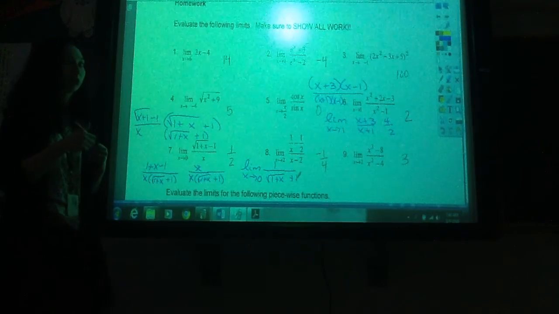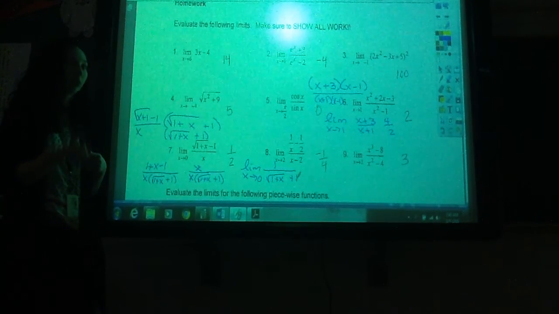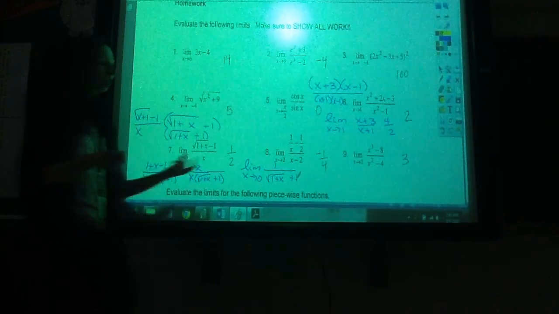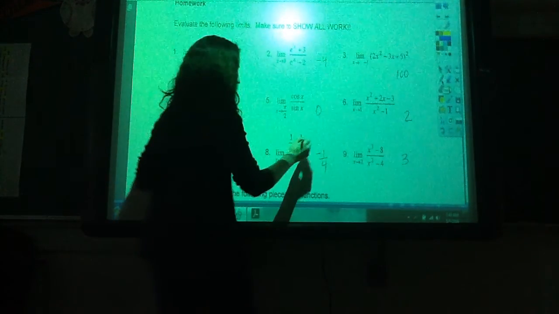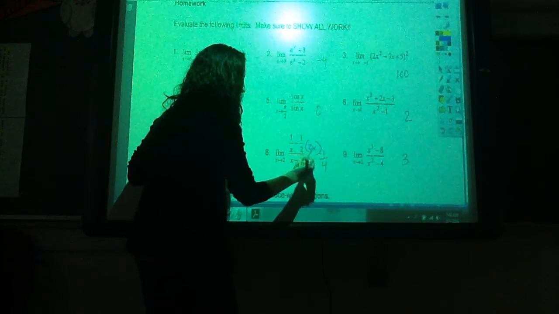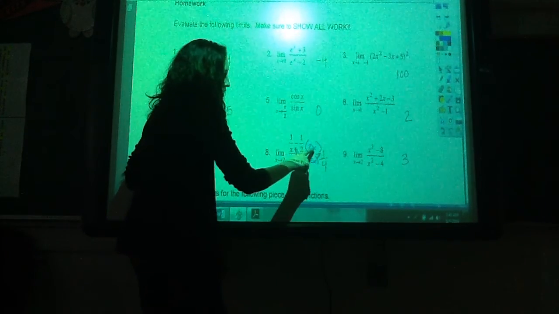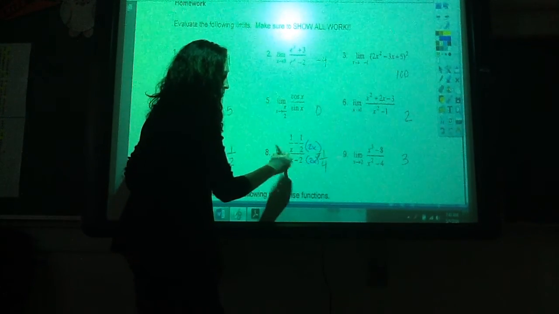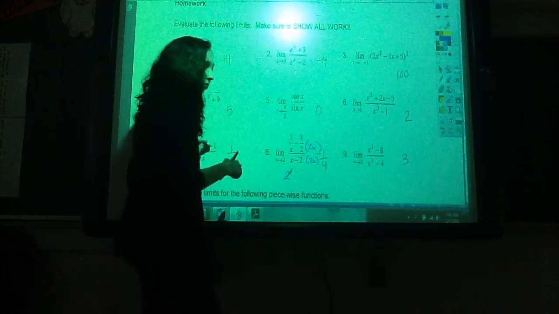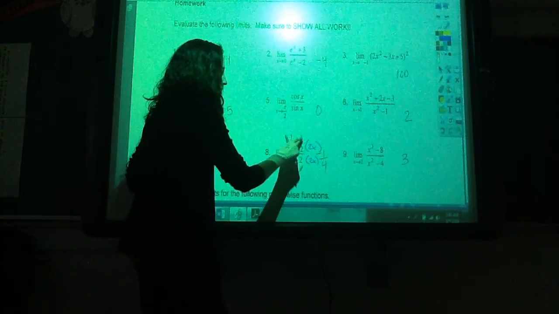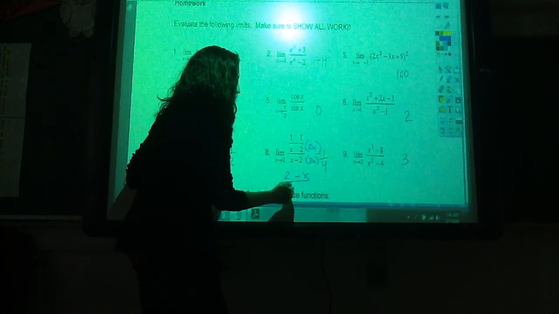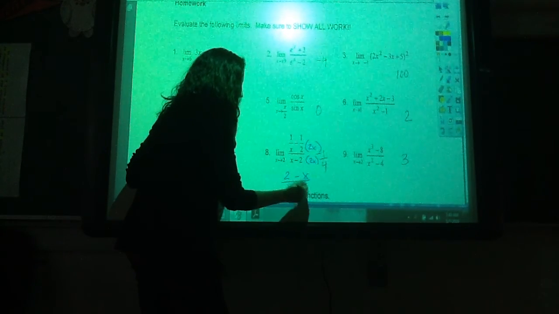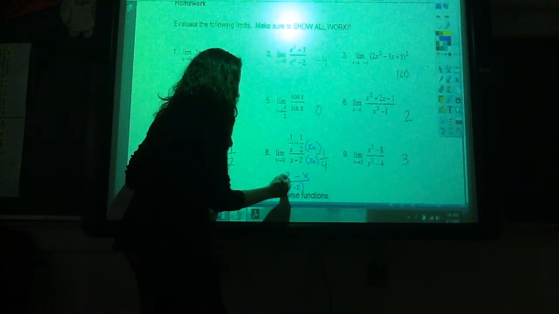For 8, what you have to do is multiply by the unwanted denominators. So the unwanted denominators are 2 and x. So I need to multiply the top by 2x and the bottom by 2x. 2x times 1 over x, the x's will cancel, I'm left with 2. Minus 1/2 times 2x, the 2's will cancel, I'm left with x. Over x minus 2 times the 2x.